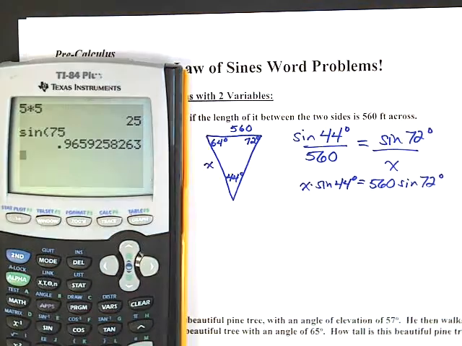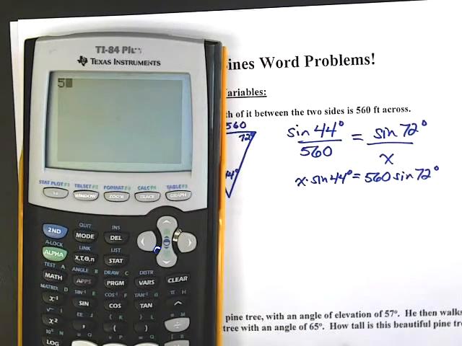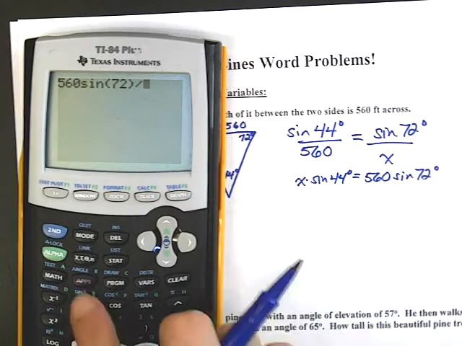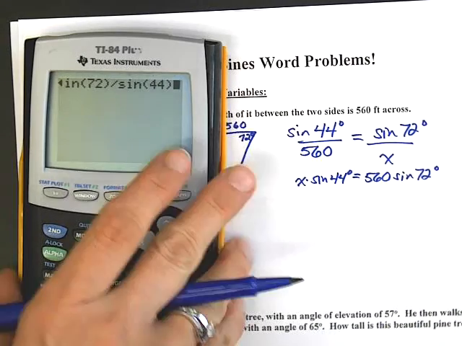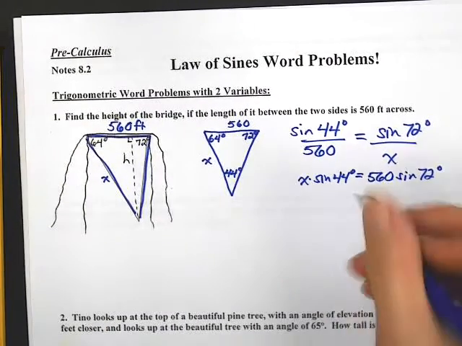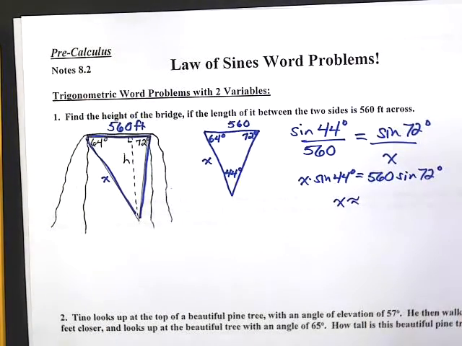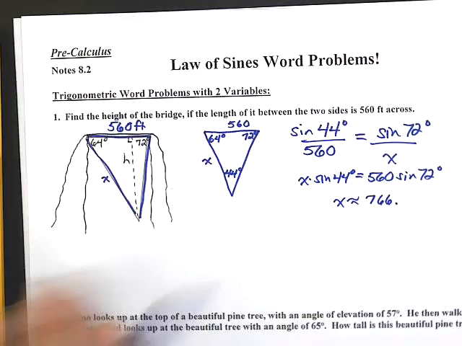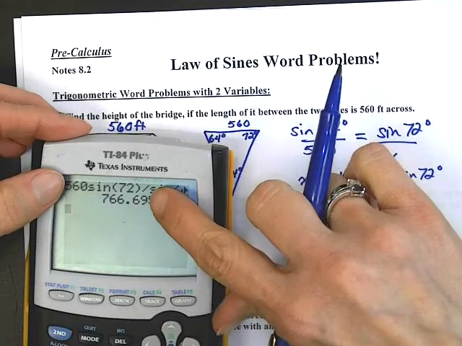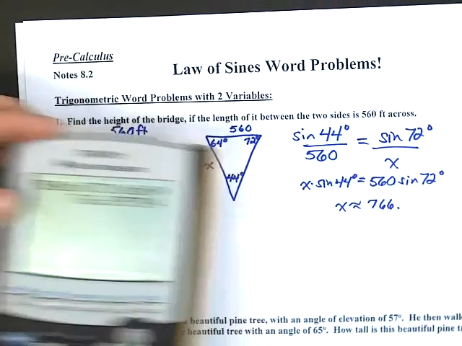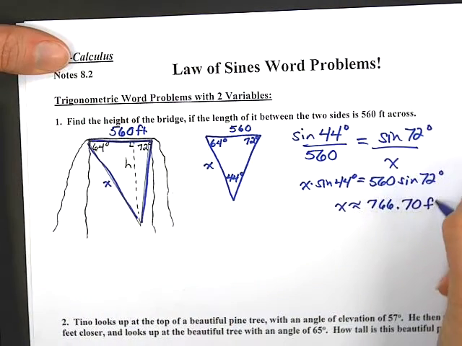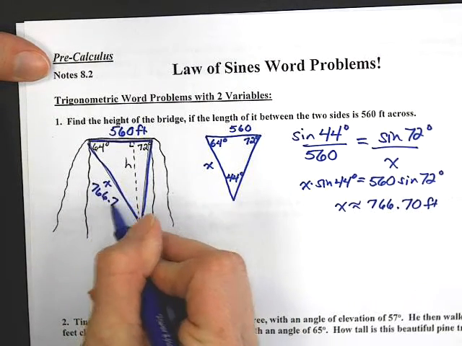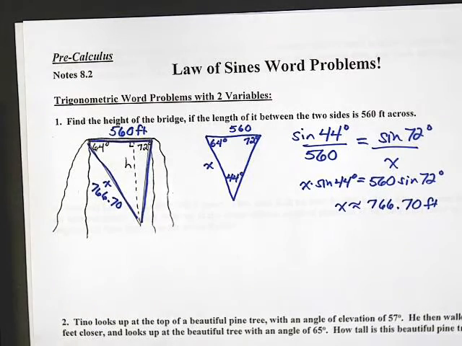We'll have to divide both of them, so I'm just going to use my calculator here. 560 times the sine of 72. Let's divide that by the sine of 44 degrees. And what we're getting here, x is approximately, let's round to two places, 766.69 is followed by a 5, so let's round 69 up to 70 feet. Okay, so that's this side right here, 766.70.